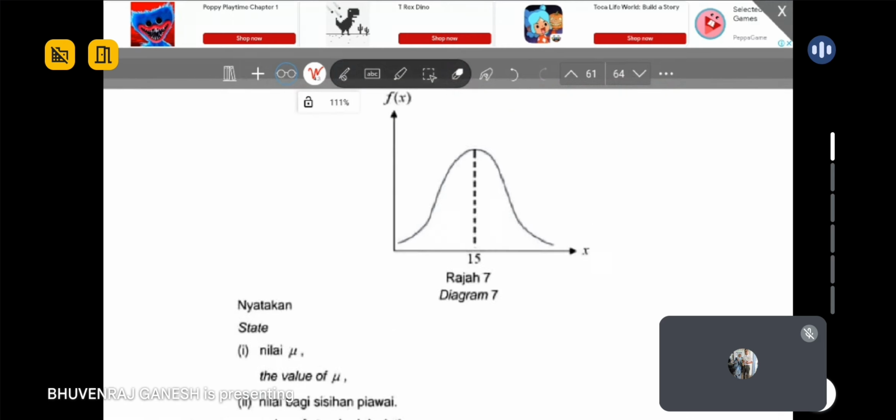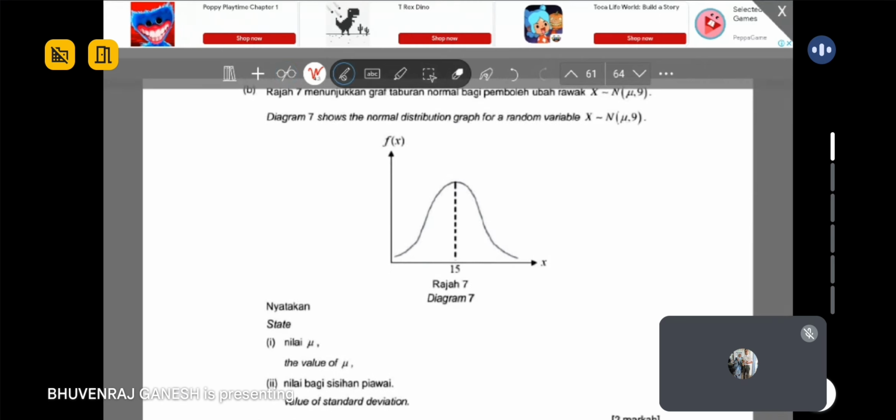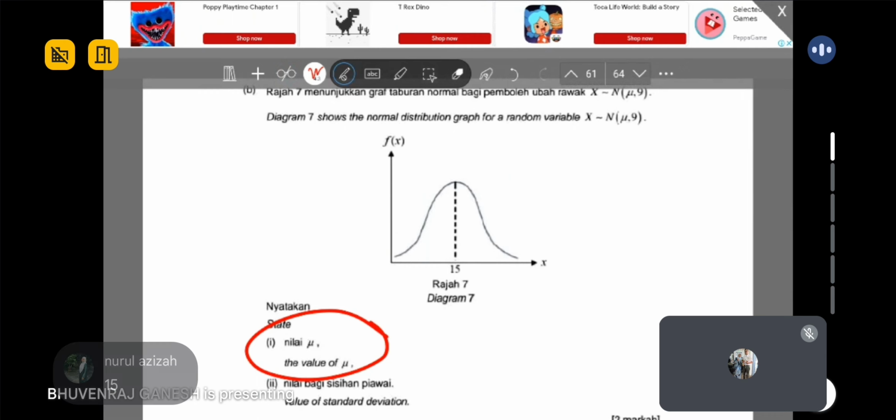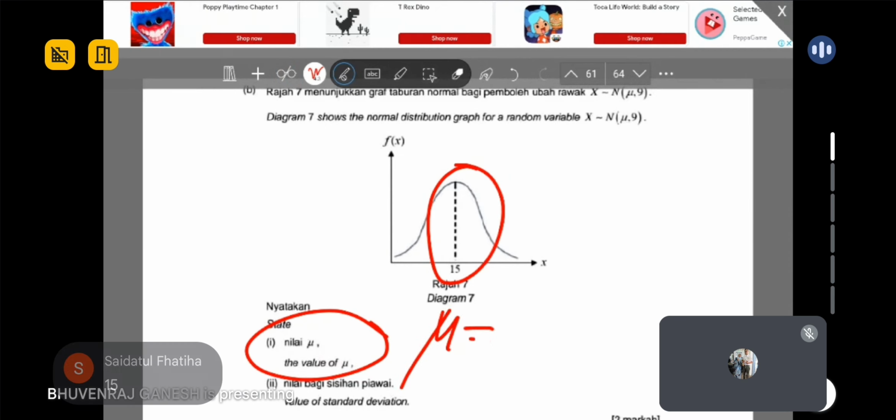Okay, so now we go taburan normal. Okay, so for normal, they ask you, what is the value of mean guys? Okay, so yang ni soalan fakta sahaja. Only fact question. So anyone? What is the mean value? Can you tell me? Yang ni semua basic tentang taburan normal. Okay, mean value, remember, look at the midpoint. Tengok titik tengah graph. Okay, so that's why mean equal to 15.